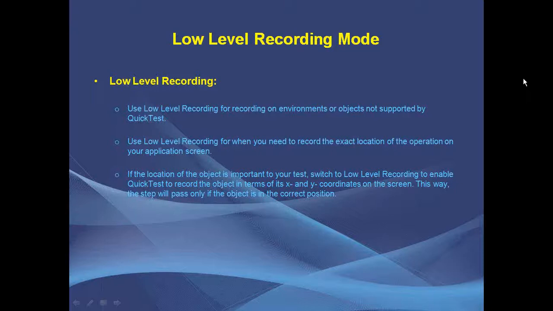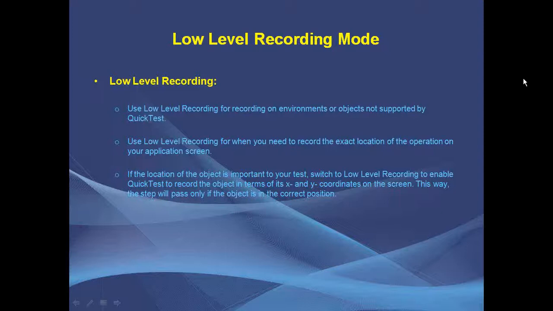The next recording mode is low level recording mode. When we have to use this low level recording mode, use low level recording for recording on environments or objects not supported by QuickTest. Sometimes QTP may not identify any object in the application, so we cannot use normal recording mode there. Still, if you want to record something on that application, and QTP is not able to identify based on object properties, then this low level recording mode will be helpful.